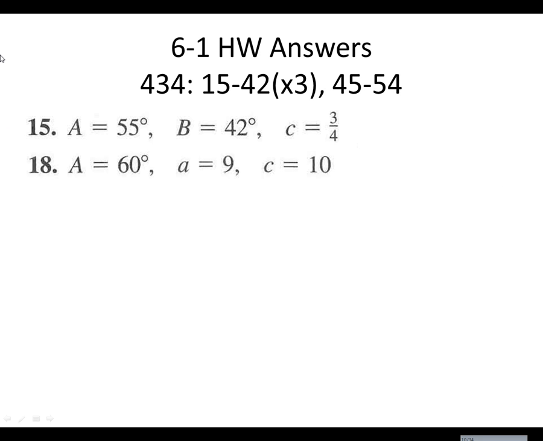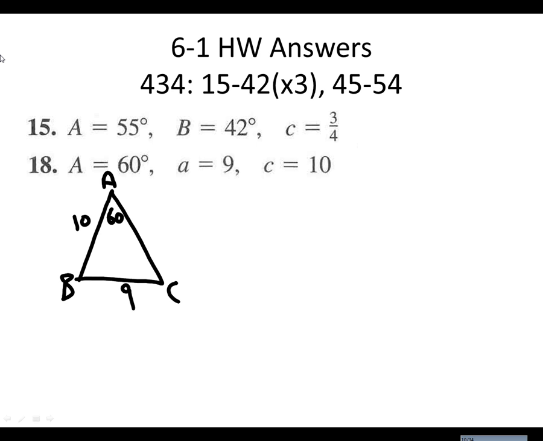Alright, let's take a look at the even homework answers for 6-1. We'll start with 18, and we want to solve these triangles. So we want to find all of the angles and sides that aren't given to us at the beginning. First thing I'm going to do is draw my triangle, label it A, B, and C, and put in the information given, 60 degrees, 9, and 10.